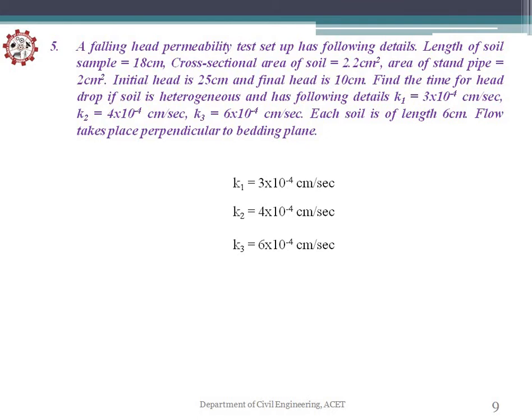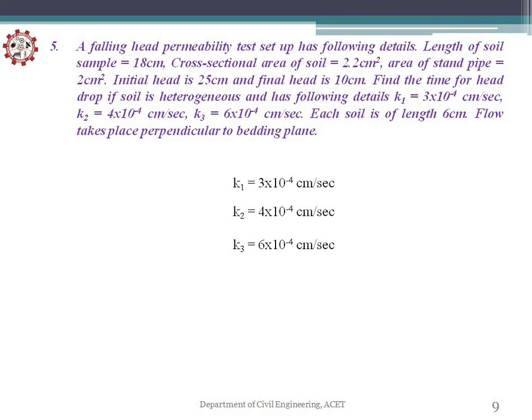Setup has the following details: length of soil sample 18 centimeter, cross-sectional area 2.2 centimeter square, area of standpipe 2 centimeter square, initial head is 25 centimeter and final head is 10 centimeter.